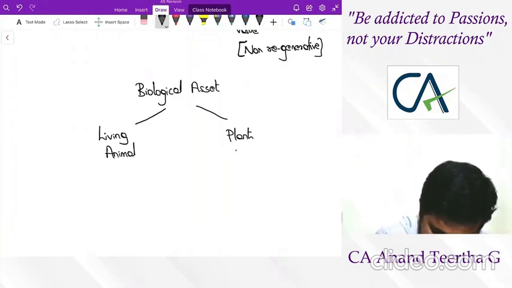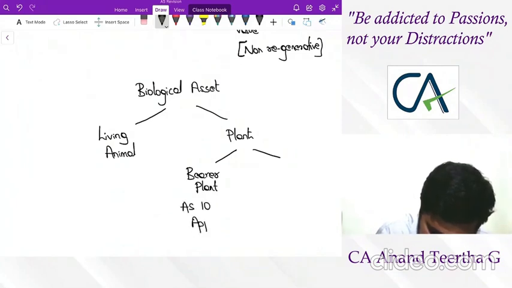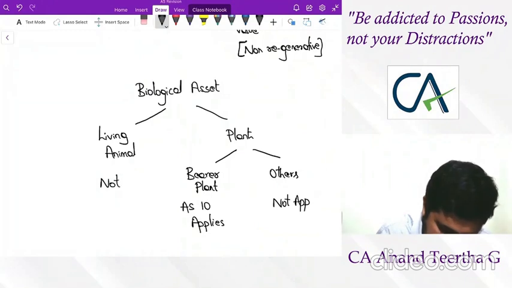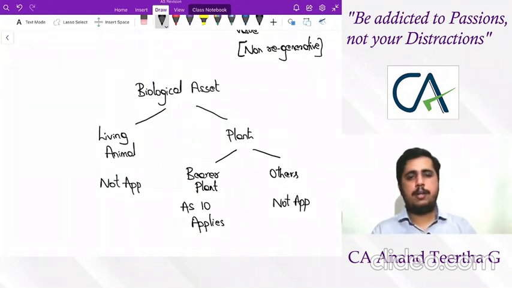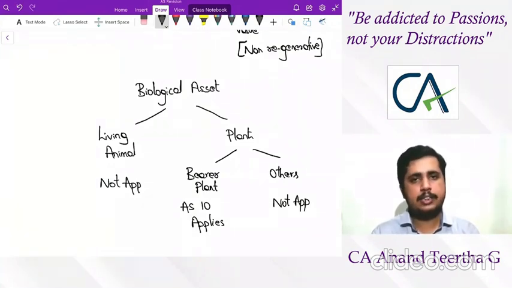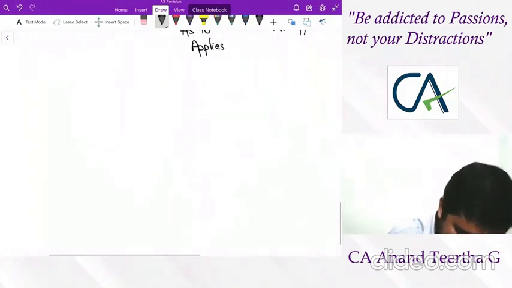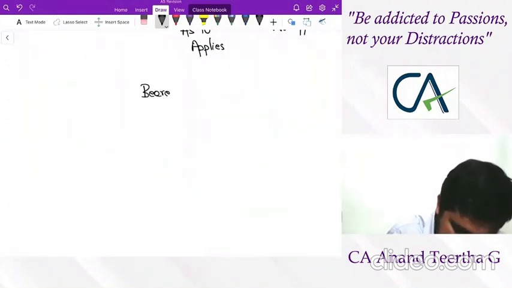So for plants, what is happening then? Bearer plant, AS10 applies. Others, not applicable. And living animals, not applicable for the time being. So this is how the applicability of biological assets comes into the picture. Now what about bearer plant? What do we mean by bearer plant in a given scenario?